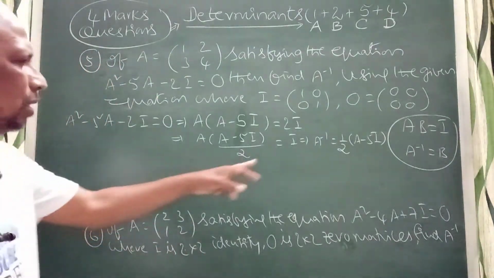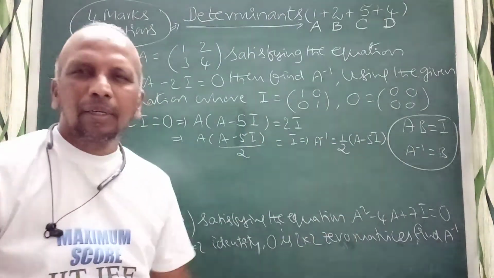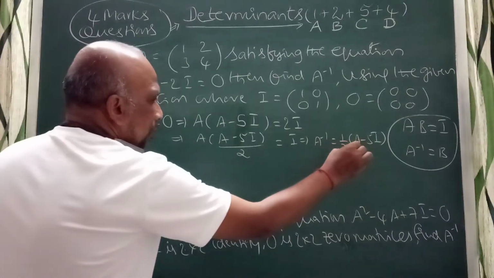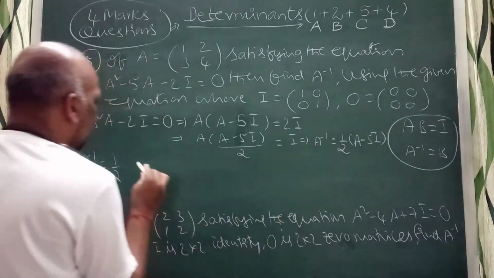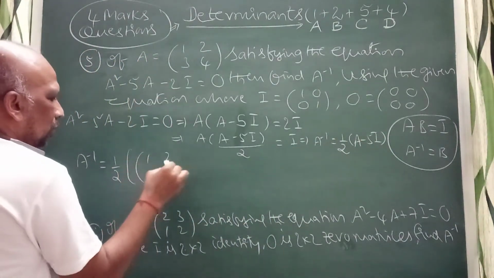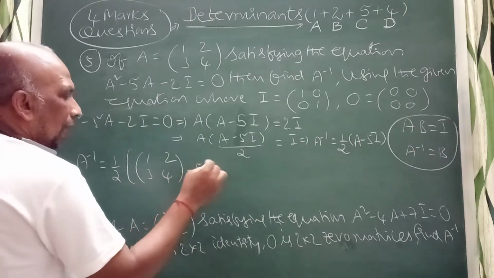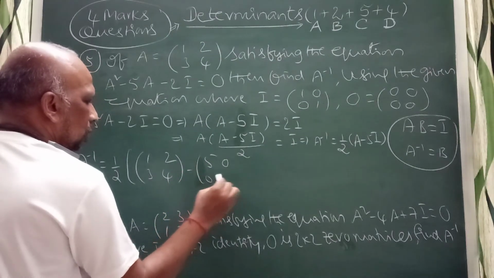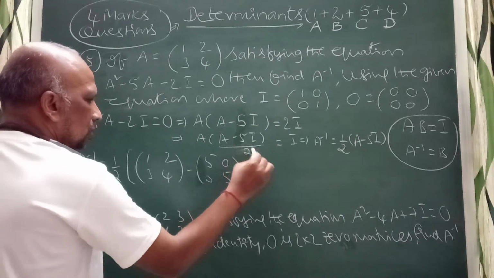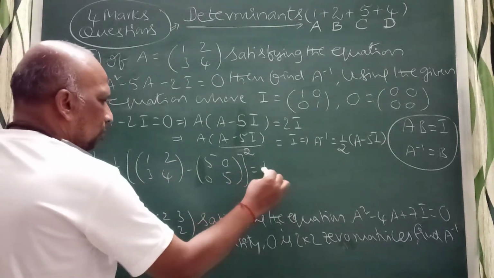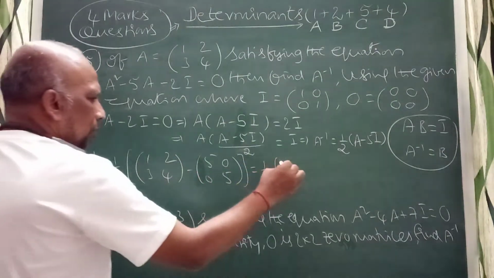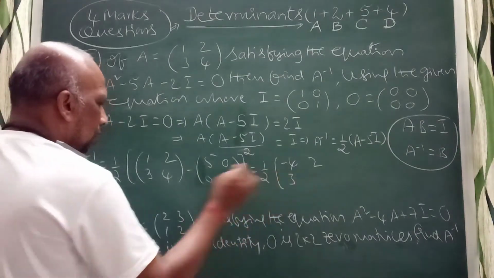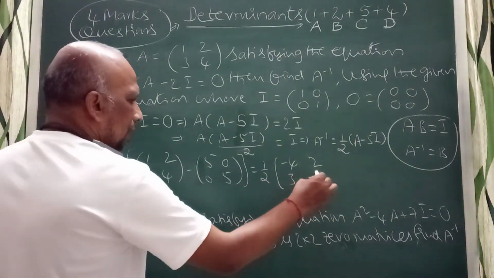A inverse equal to half into A minus 5I. Then I can write A inverse is equal to 1 by 2, A minus 5I, as I mentioned here. So what is A? 1, 2, 3, 4, minus 5I. 5I means I can write directly 5 0 0 5. Correct. Now you can see here 1 by 2. I can write 1 minus 5, minus 4. 2 minus 0, 2. 3 minus 0, 3. And 4 minus 5 will get minus 1.